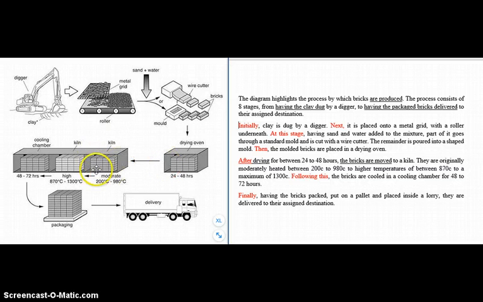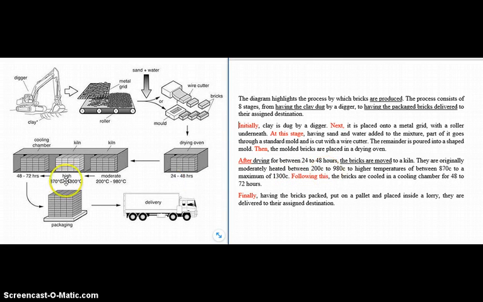They are moved to this area here, which is called a kiln, and they have moderate temperatures, which I'm going to be mentioning. They are originally moderately heated between 200 degrees centigrade to 980 degrees centigrade, to higher temperatures of between 870 to a maximum of 1300 degrees centigrade. So I'm showing the examiner that I understand that there are two varying temperatures here. So it starts from a moderate heat, which is not very high, to a maximum of 1300 degrees centigrade.